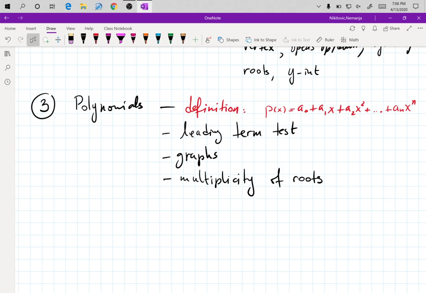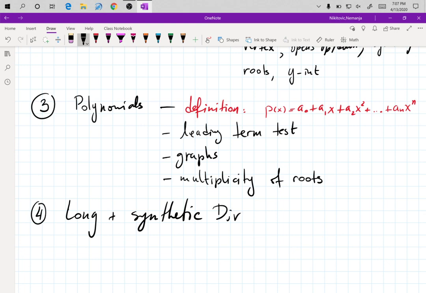Next one is long division. Very good. Long plus synthetic division. So that's number 4, because that's in 2.4. And that one we're going to do, you just have to be careful with the placeholders and all that stuff.